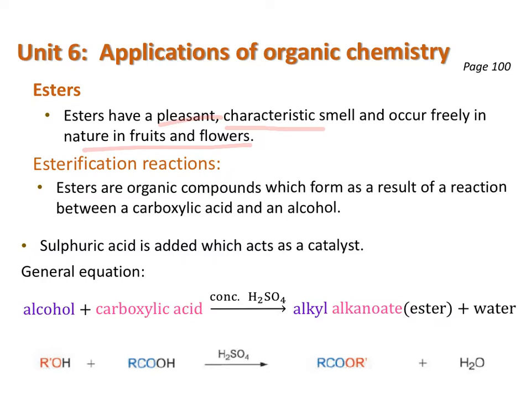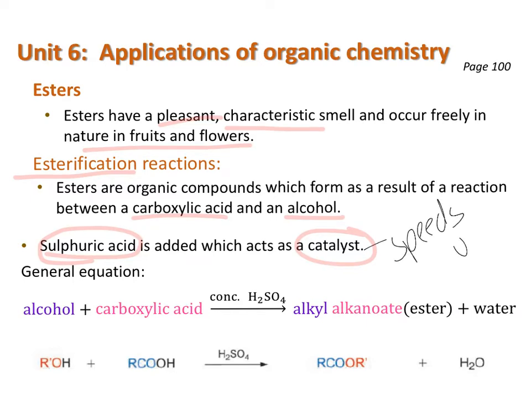It's the things that are responsible for why bananas smell like bananas or apples smell like apples, okay. Now, the reaction to create esters is known as an esterification reaction, and it's a reaction between a carboxylic acid and an alcohol. But what's really important in these reactions is we must have sulfuric acid. Of course, it acts as a catalyst, and what we need to remember here is that a catalyst speeds up the reaction. Okay, that's really important.